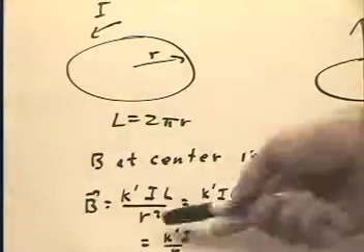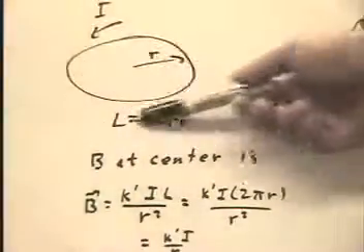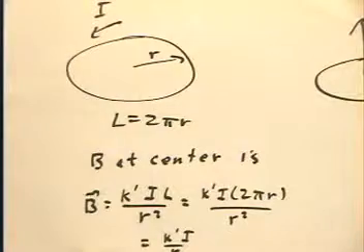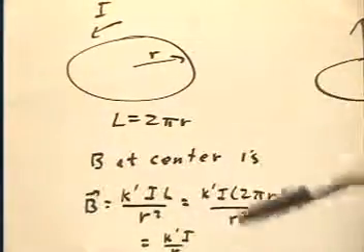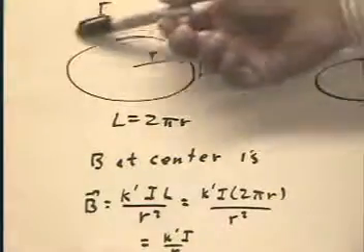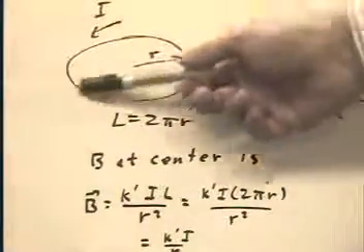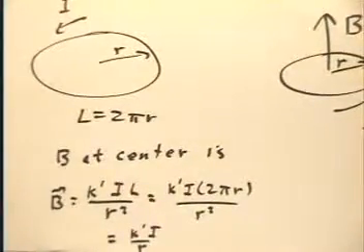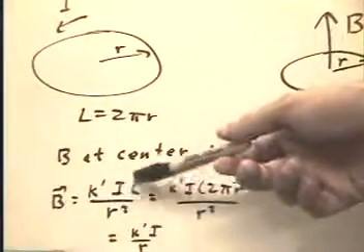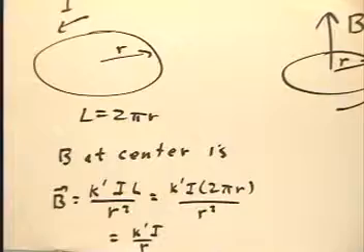And r is the same for every segment if we're looking at the magnetic field at the center of the loop, because every point of the loop is the same distance from the center. That means that we can factor out the current I and the r squared and the K prime and just sum up the delta L's. When we sum up the delta L's around the circle, all we get is the total length around the circle, which is the circumference 2 pi r. And from that we can see that the magnetic field at the center, K prime I times L over r squared, will be K prime I times 2 pi r over r squared.